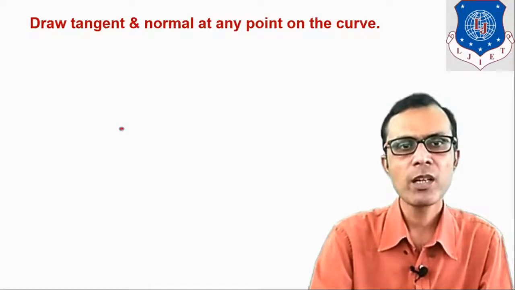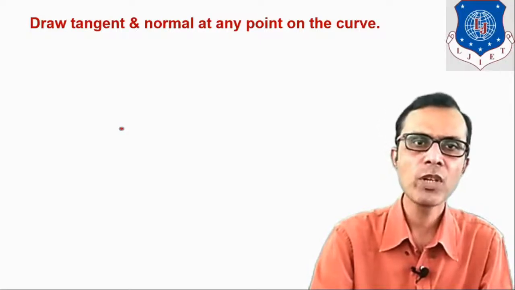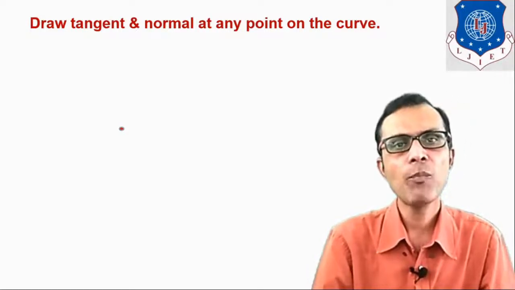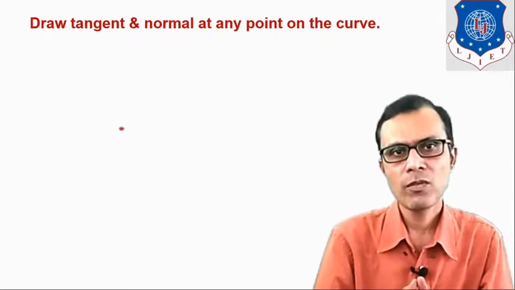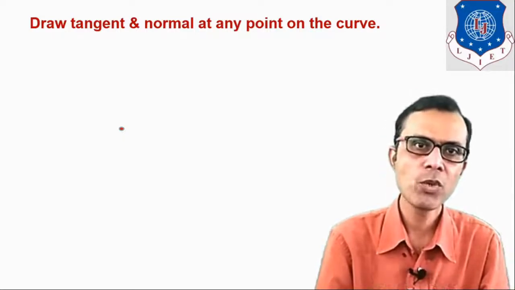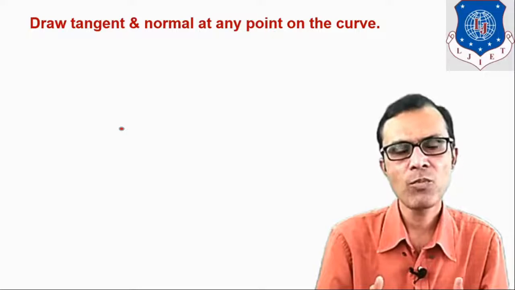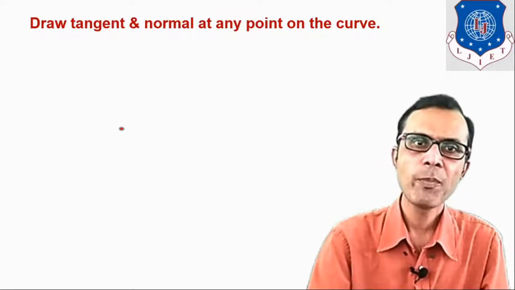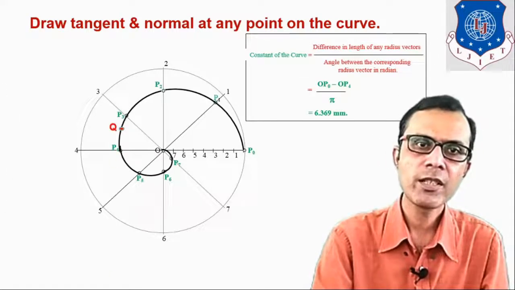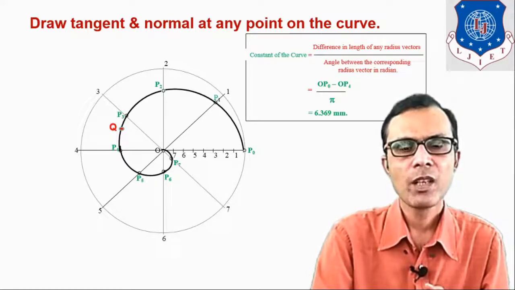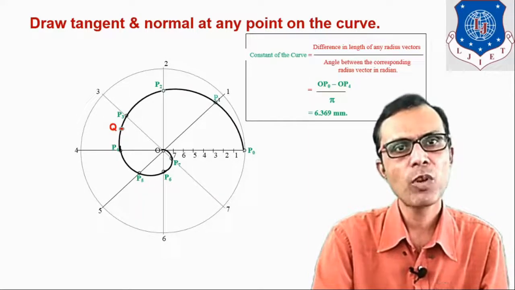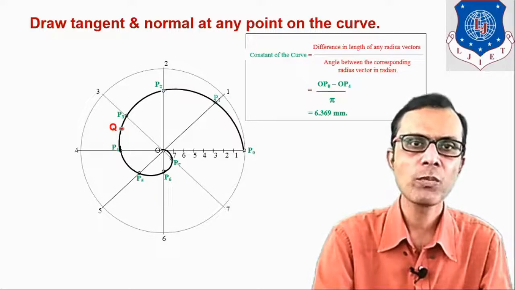Now the next part of the problem is to draw the tangent and normal at any point on the curve. So we have to assume any one point on the spiral. So first let us consider the given spiral. Now we have to remember one formula that is known as the constant of the curve.